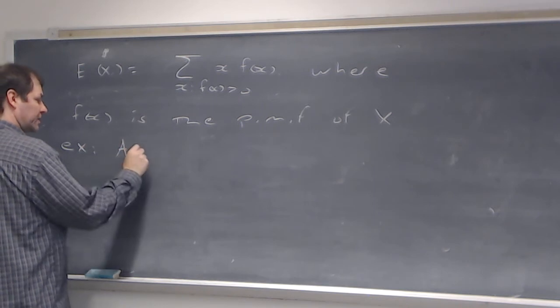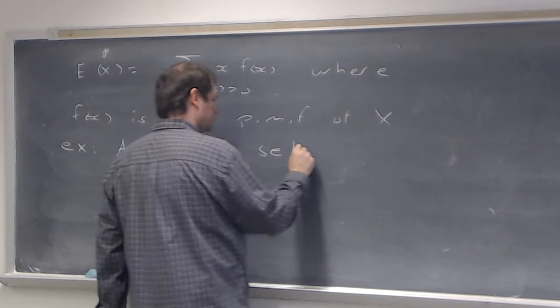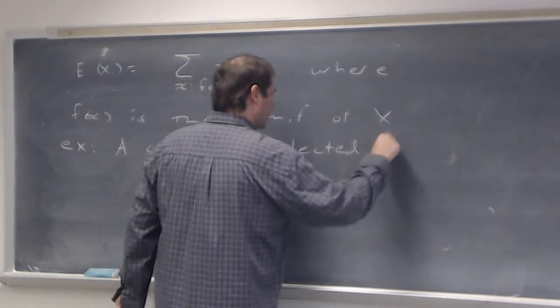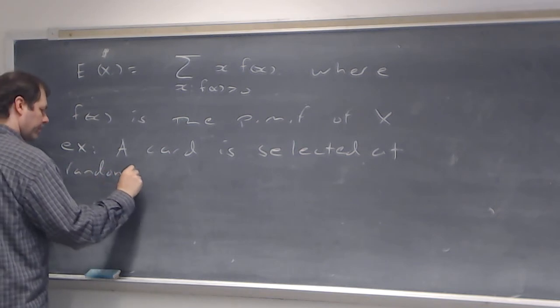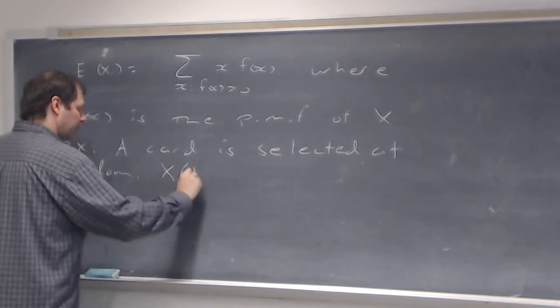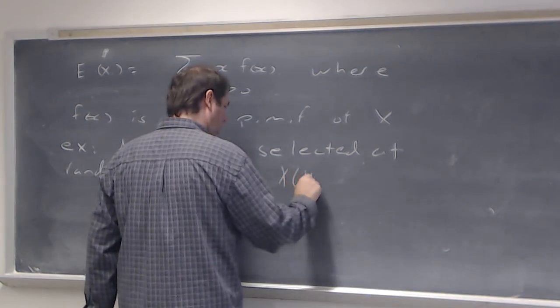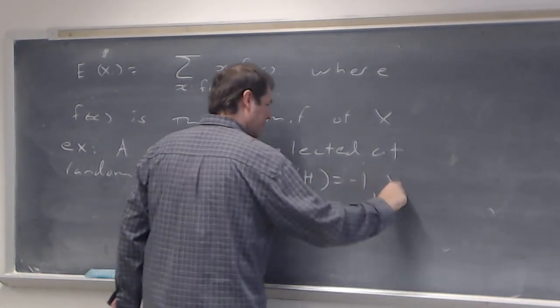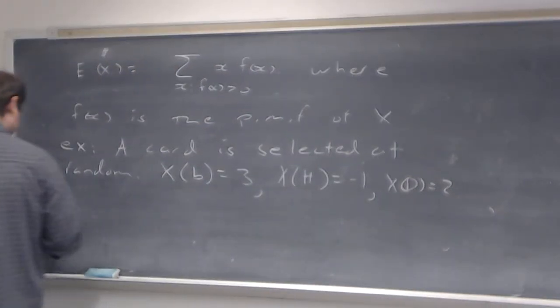So let's go back to that card example. A card is selected at random. We have X of the black card is equal to 3, X of a heart was equal to -1, X of a diamond was equal to 2. Find the expected value of X.